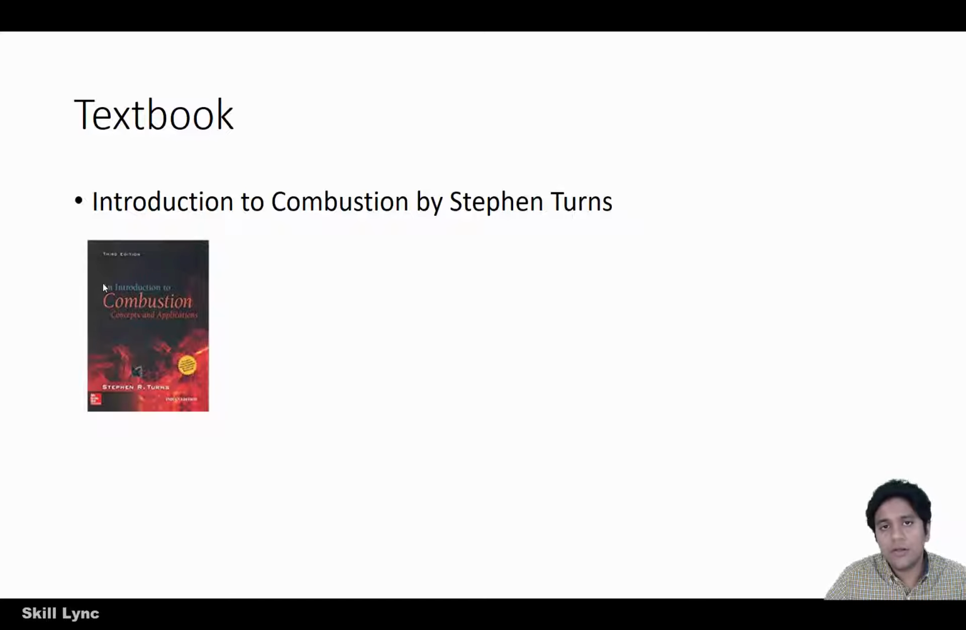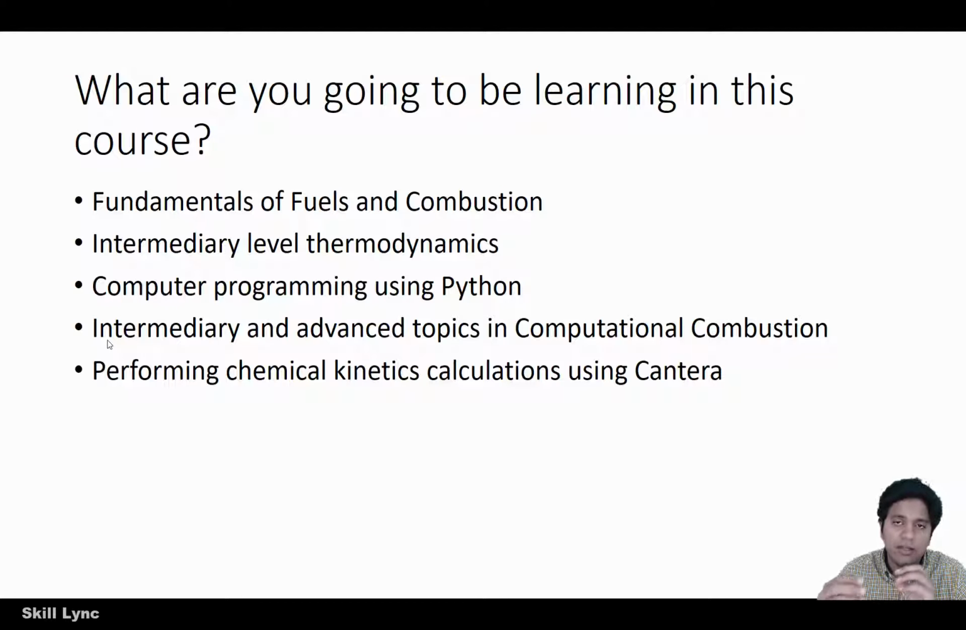To follow along in this course, you don't have to read any textbooks. It's not required. But if you feel like you need to follow along in a textbook so that you can increase your knowledge in combustion, then a very good book to start with is Introduction to Combustion by Stephen Turns.